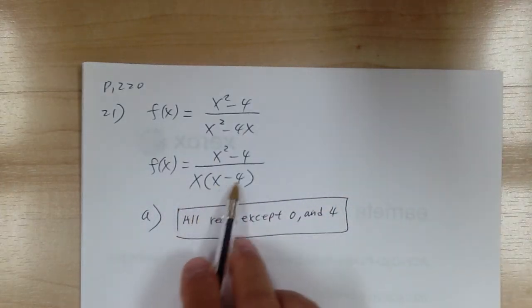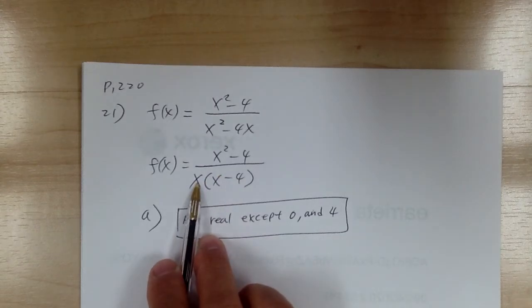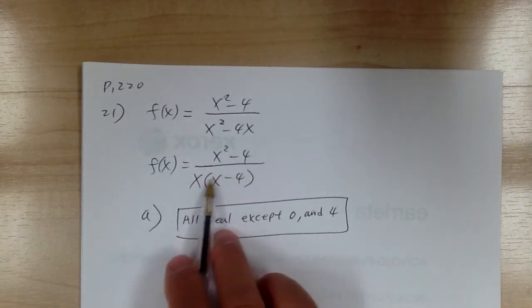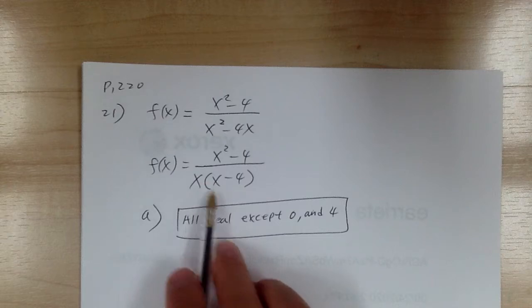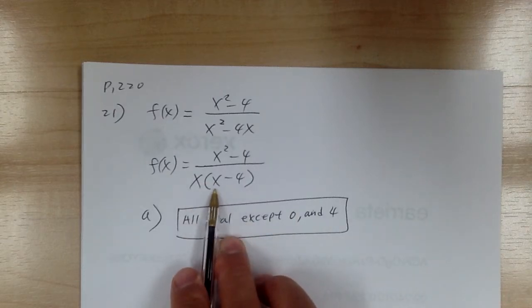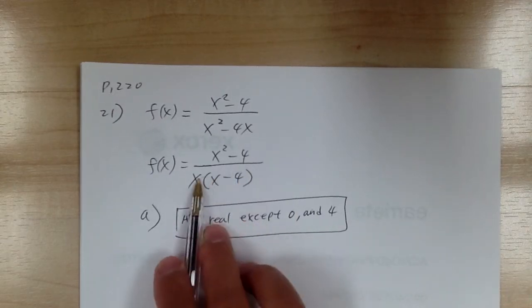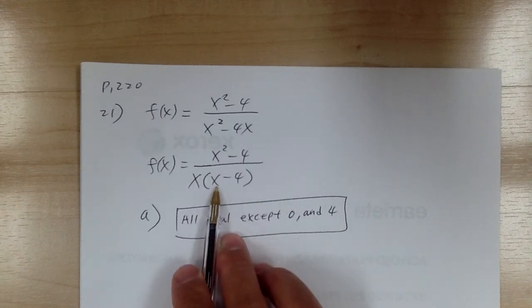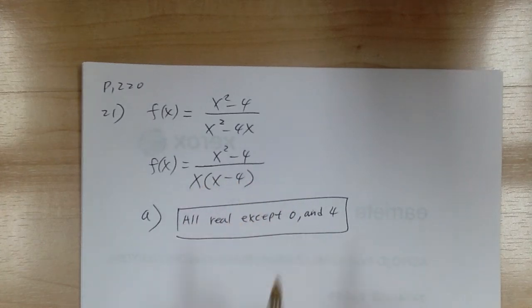Because you're not allowed to have a 0 in the denominator, so x can be any value except for 0 and 4. Because when x equals 0, you will make this equal to 0. When x equals 4, it will give you 0. So those are not allowed, okay?